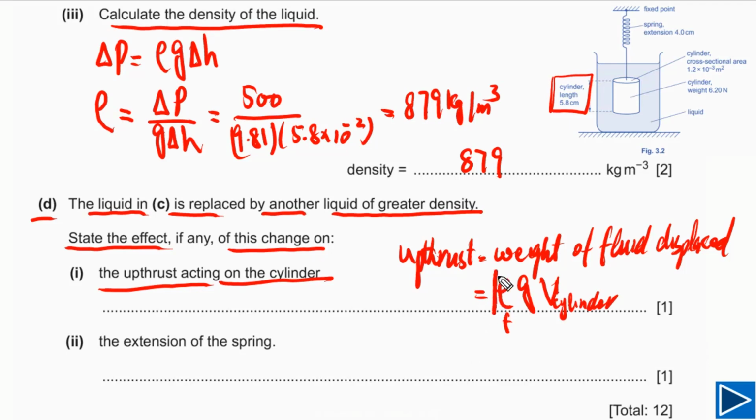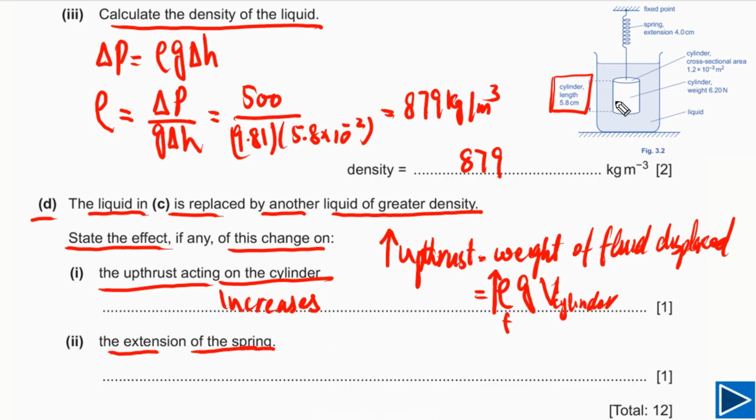So if the density of the fluid increases, it simply means that upthrust will increase. So we can write in this case, upthrust will increase if density of the fluid increases. And the second part is asking us what is the effect of that on the extension of the spring.